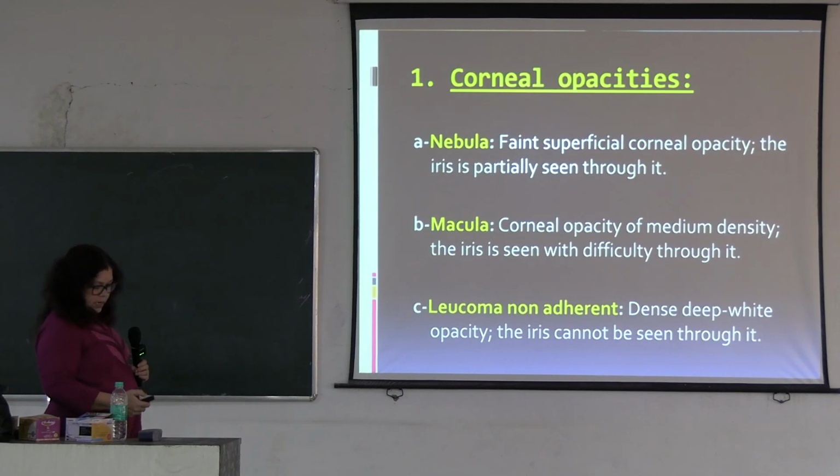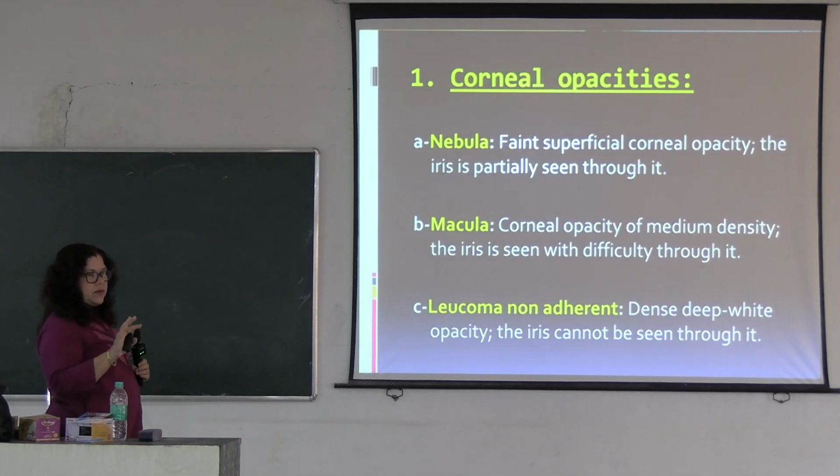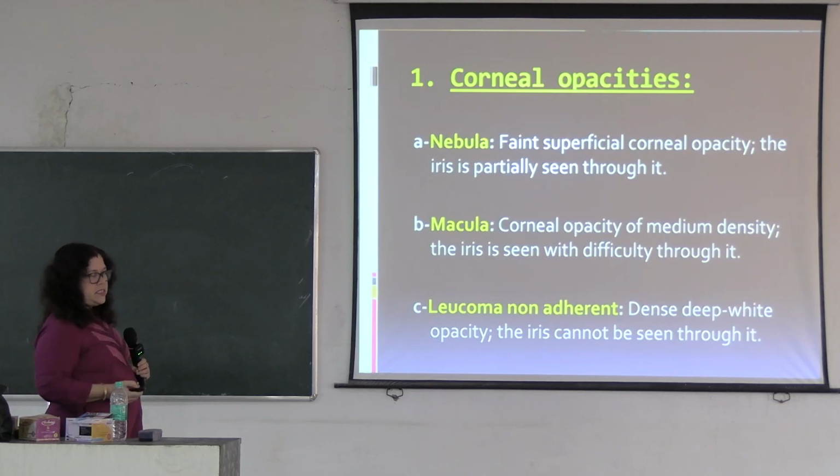But if the deeper layer is involved and the pressure is increased, then the iris also protrudes forward to close the perforation, sealing the perforation. So in that condition it is called leucoma adherent. Leucoma adherent is a white corneal opacity with attachment of the iris tissue, and in the leucoma non-adherent, there is no incarceration of iris tissue.